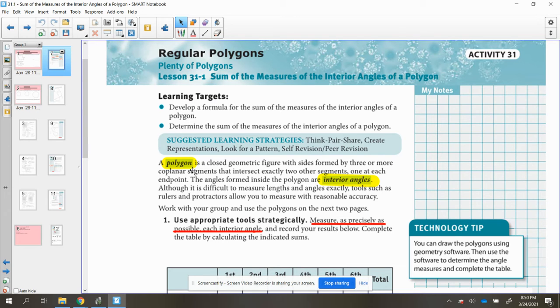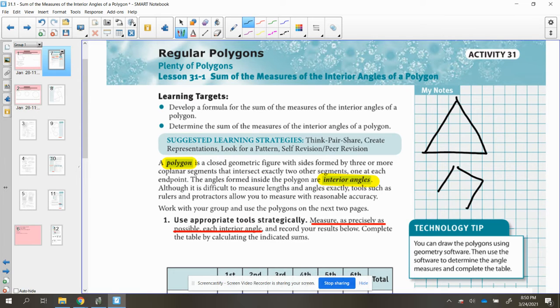The first is a polygon, and a polygon is a closed geometric figure with sides formed by three or more coplanar segments that intersect exactly two other segments, one at each endpoint. Basically, a polygon has to have straight sides and they have to connect in. We start with our first type of polygon, a triangle, and then it goes on from there. We can have any number of sides, but our minimum is the three-sided triangle.